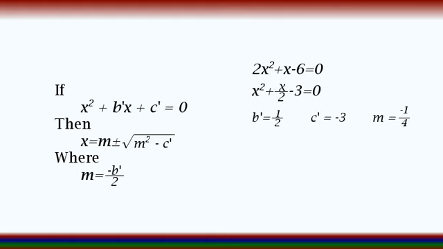So m is just minus b prime over 2, or minus 1/4, and our answer is x equals m plus or minus the square root of m squared minus c prime, or minus 1/4 plus or minus the square root of 1/16 plus 3. After simplifying, this is minus 1/4 plus or minus the square root of 49 over 16, or minus a quarter plus or minus 7/4, then our answers are just minus 2 and 3 over 2. Now tell me, which way would you prefer?